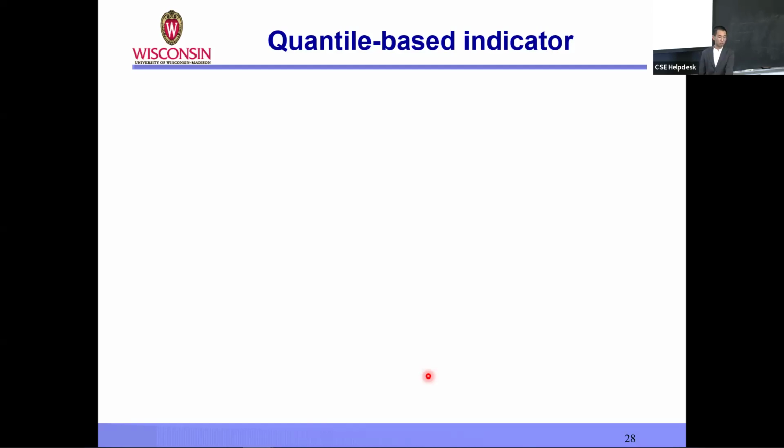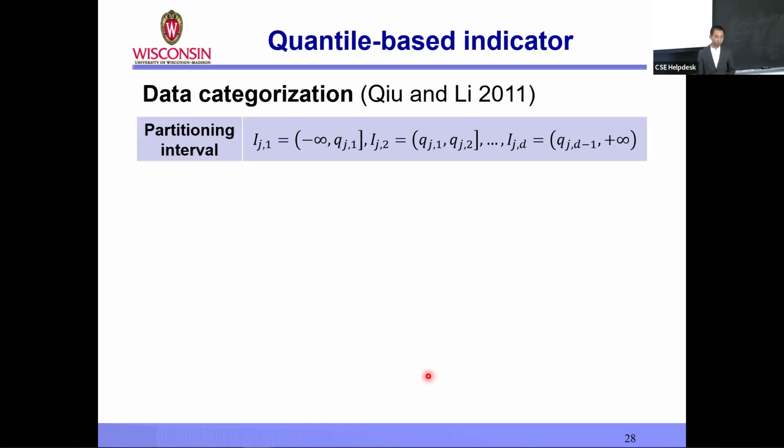This method is also non-parametric, in the sense that we transform the original measurements into a quantile-based indicator. To construct this indicator, the first step is called data categorization. We partition the real line into small d intervals, and the values of Q here are the boundaries of those intervals. Then we define an indicator y to indicate which interval the original measurement falls into.